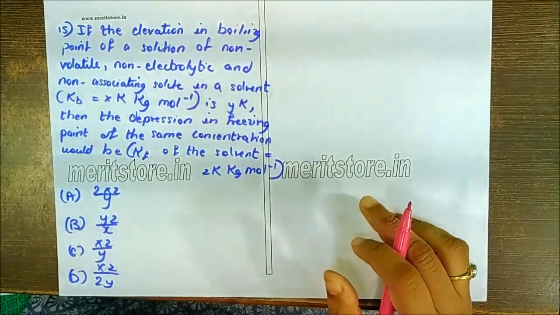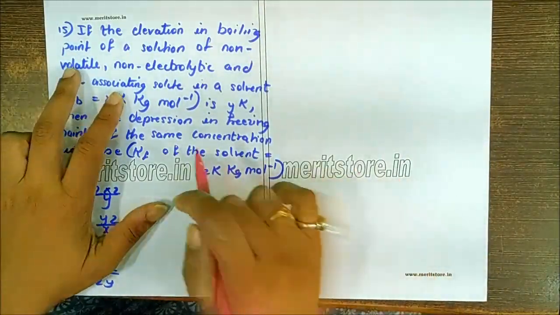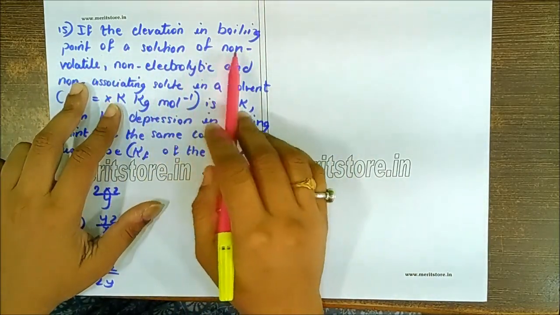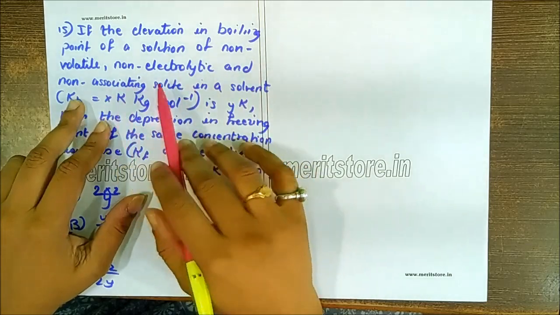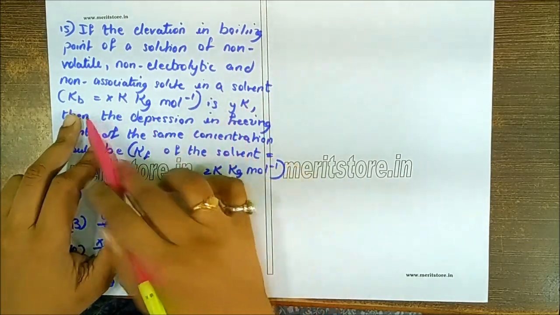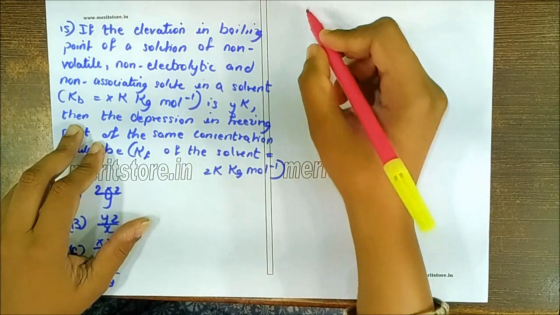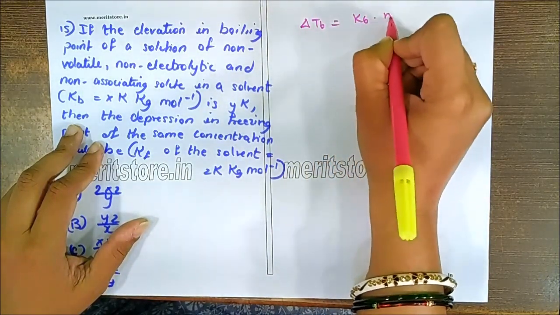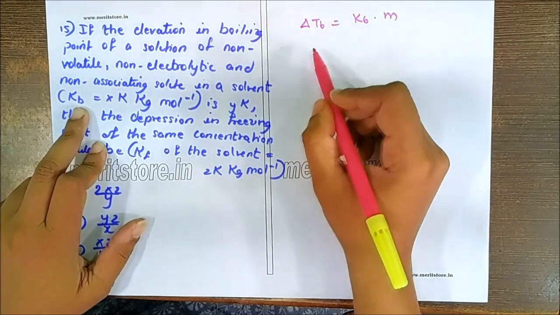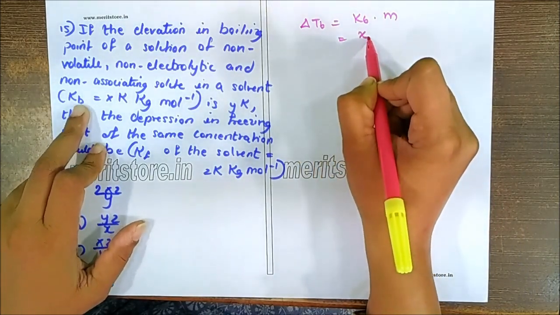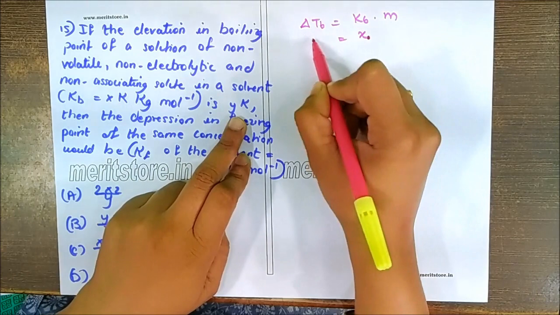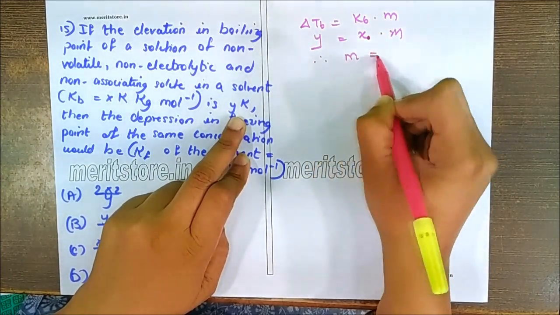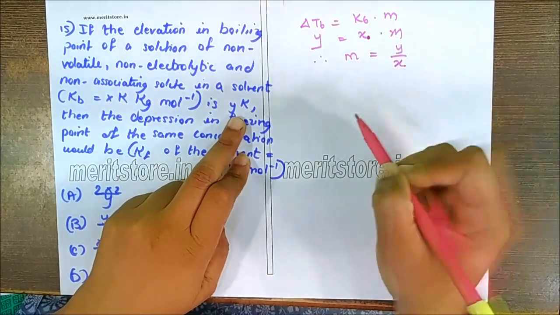Question number 15: the elevation in the boiling point of a solution of a non-volatile, non-electrolytic, non-associated solute in a solvent is given, and Kb is given. So for delta Tb, we have the formula Kb into molality. Now Kb is given as X and the elevation in boiling point is given as Y. So we can say from this that molality is equal to Y upon X.